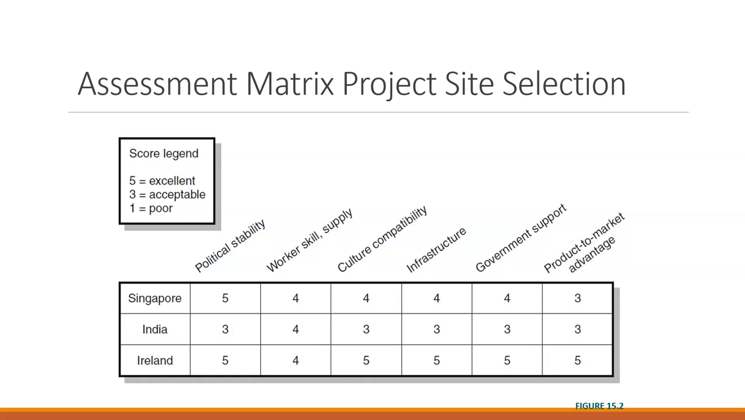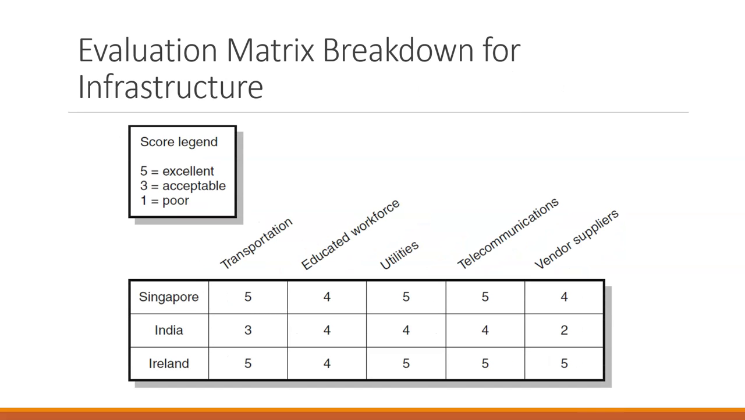So we have ratings based on political stability, worker supply, cultural compatibility, infrastructure, government support, product to market advantage, and then that continues on the next page with transportation, the workforce education, the utilities you have available to you, telecommunications, phone and internet, and the suppliers. So can we get supplies and equipment readily in that country? Do we need to bring it with us? How far are we going to have to transport it to? Now remember, all of that also adds money to the project.